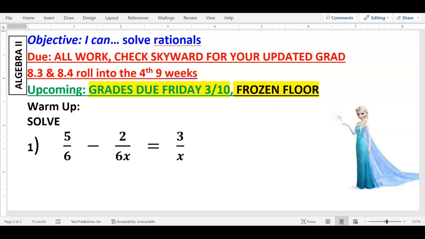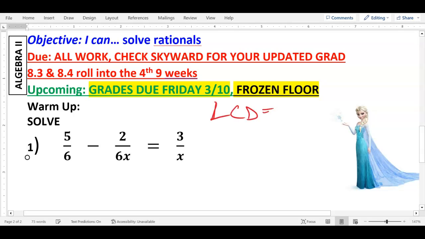Okay. What do y'all think? Does this go into 6x? It does. Does 6x go into itself? Does x go into 6x? It does. So if you see something like this where there's stuff in common, the one that has both of them is the least common denominator. Right. So real quick, let's write down our LCD is 6x.